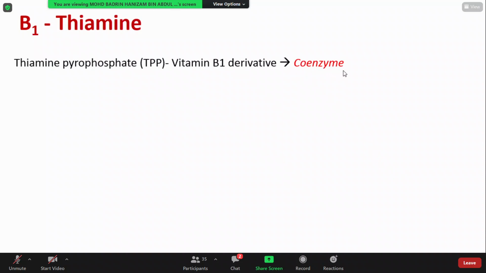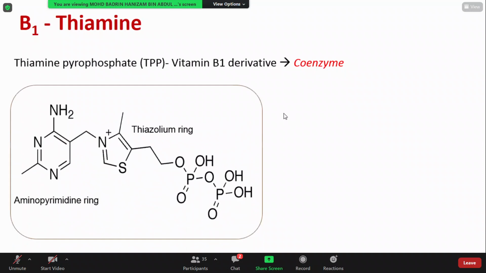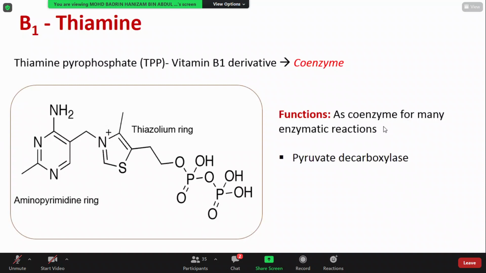TPP is a vitamin B1 derivative, also a coenzyme. So this is TPP: an aminopyrimidine ring, a thiazole ring, and a phosphate group attached to it. So we call it thiamine pyrophosphate, TPP. The function of this TPP is of course as a coenzyme for many enzymatic reactions, such as pyruvate carboxylase.